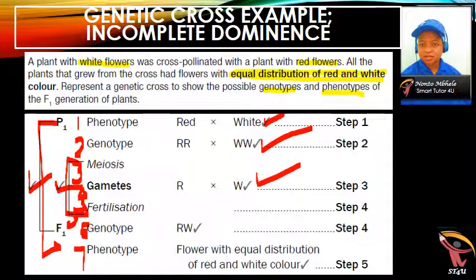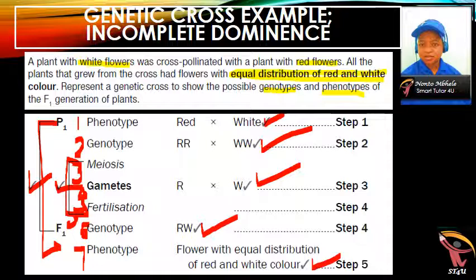You can also use a Punnett square. Okay, and then fertilization takes place, and then your genotype will be big R, big W, big R and big W. You get a mark for your genotype, and your phenotype as well. Flowers with equal distribution, and your phenotype will be red and white colors.